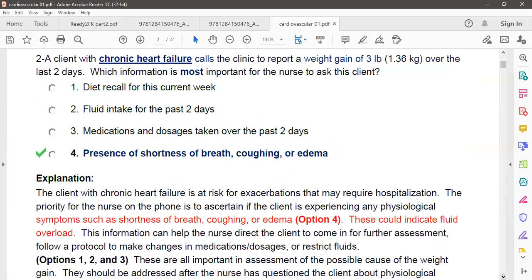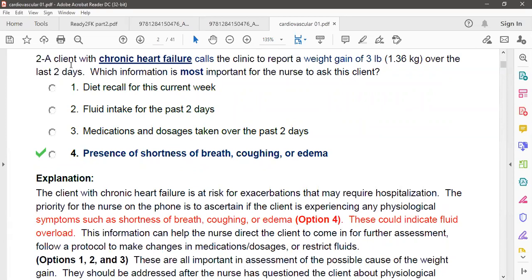Now let me go to the next question. Every question carries one important piece of information. It helps us to learn and pass the NCLEX board.